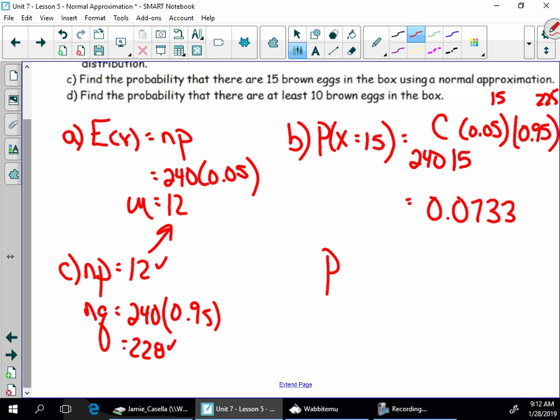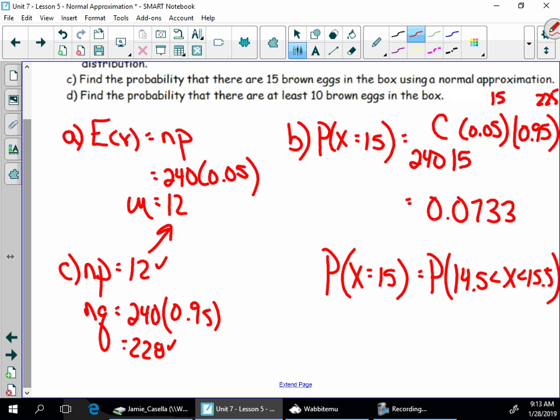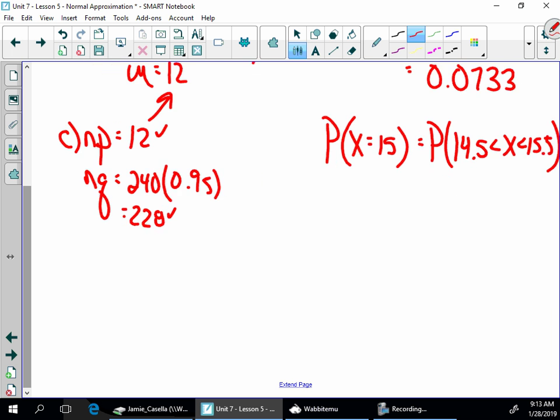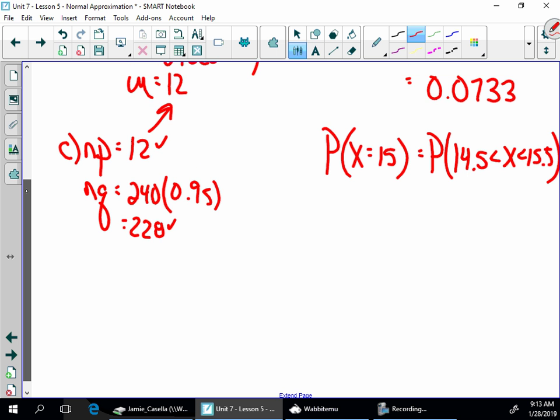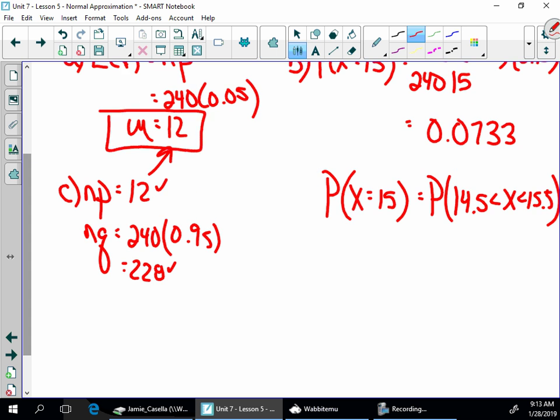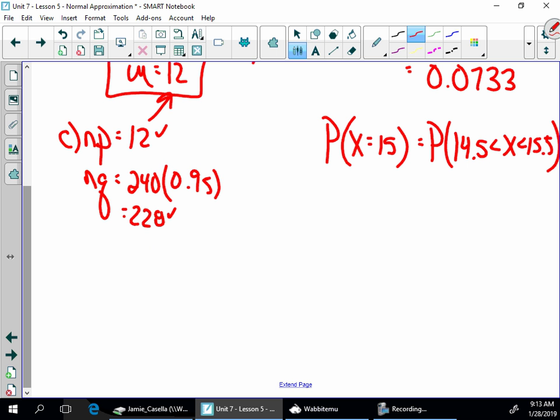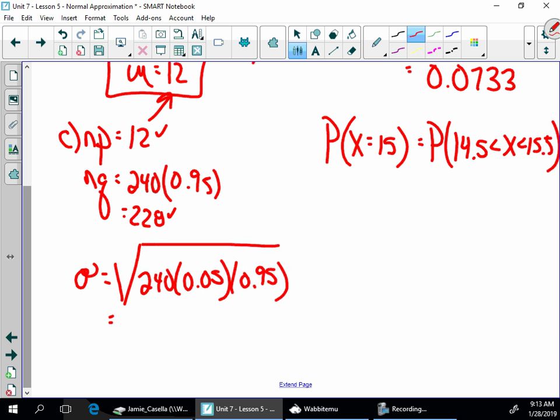Okay. I want to get 15. Ooh, that equals 15. I can't do that with normal stuff. I need to make an interval, so I need to go from 14.5 to 15.5. I also need a mean and a standard deviation. Now the mean, we've already talked about that. That's NP. My standard deviation, haven't found that yet, the root of N, P, Q. Need all those things together. And if you type that in, you should get 3.38.